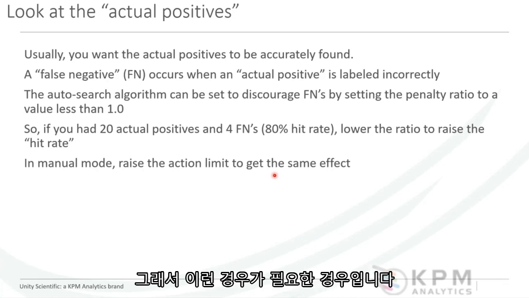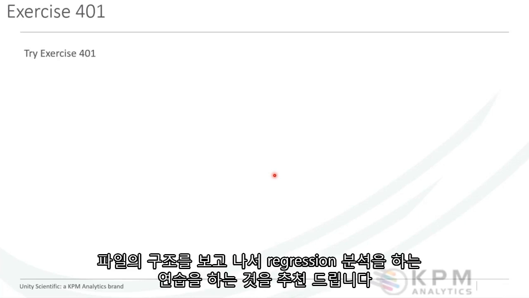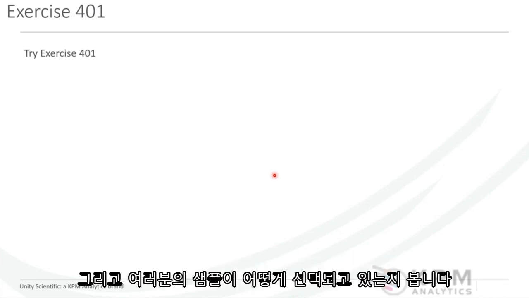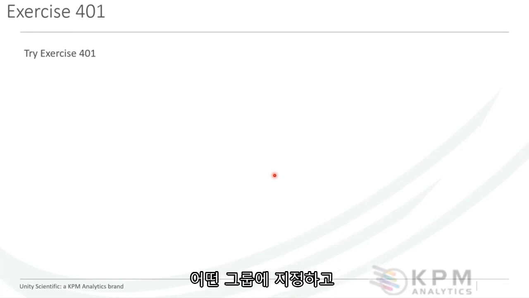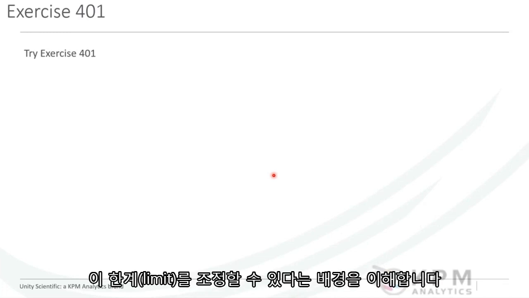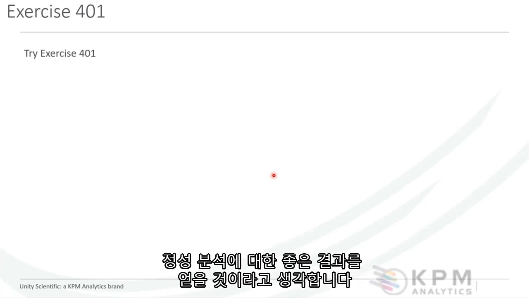So this is a case where I would recommend that you just jump into the exercises. Once you see the structure of the file, and then you go through the regression and you look at how these samples are being picked out, and you understand in the background that we're just predicting numbers based on similarity, and we're assigning it into a group. And you can manipulate those limits so that the assignments that you're doing are in sync with your needs from this assay. I think you'll get a real good feel for qualitative analyses.